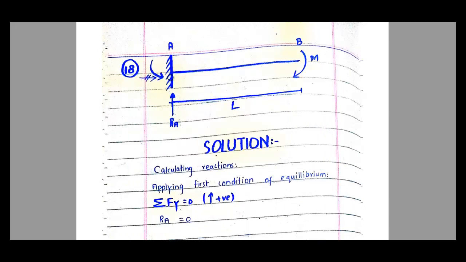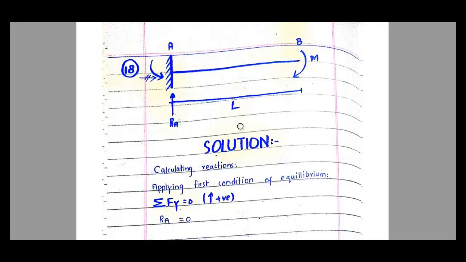Next is problem number 18. We have a cantilever beam and a point moment is acting at point B. The magnitude of the moment is not given, it is just labeled as M. So in this case there will be no vertical reaction, as I discussed earlier, because this is a fixed support. Whatever moment is applied here, a reactive moment can be generated here, and no vertical reaction will be generated.